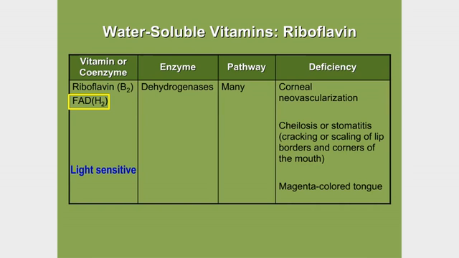Deficiencies of riboflavin are known, giving rise to cheilosis or stomatitis. They also have a characteristic magenta colored tongue. They can also have a cracked tongue. But the idea of riboflavin, where might you see it on board exams?